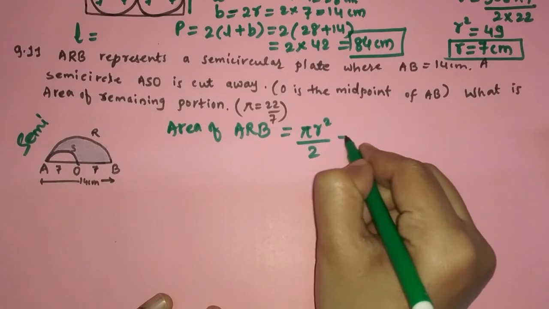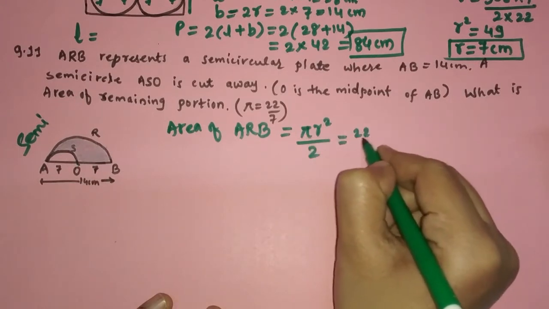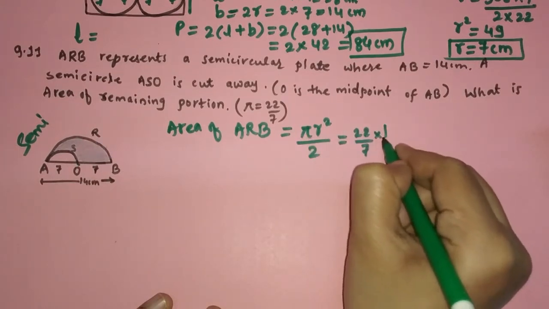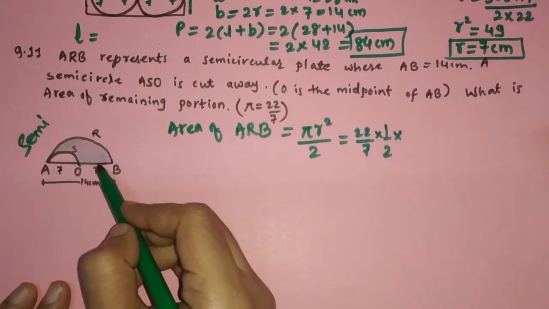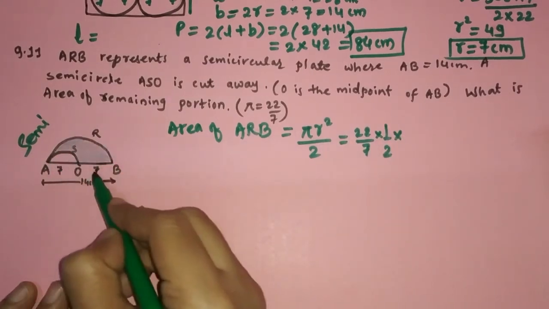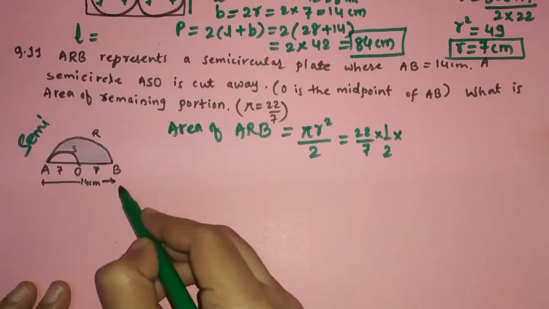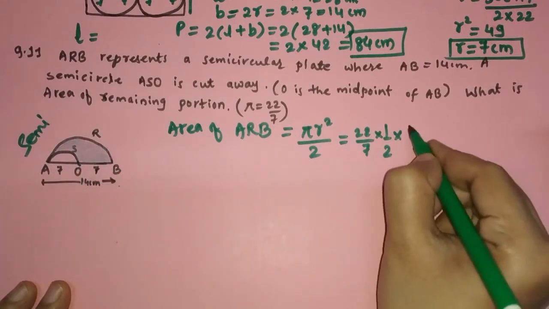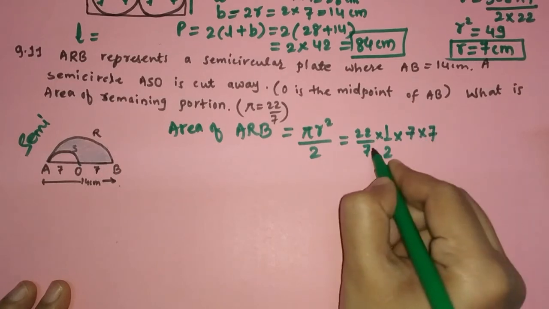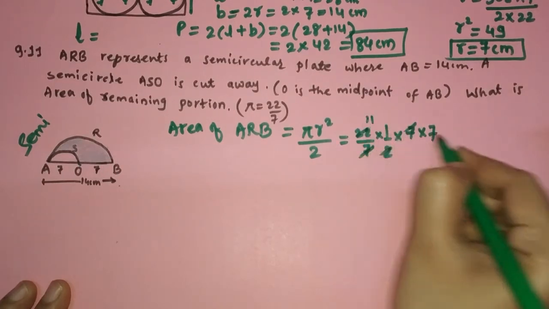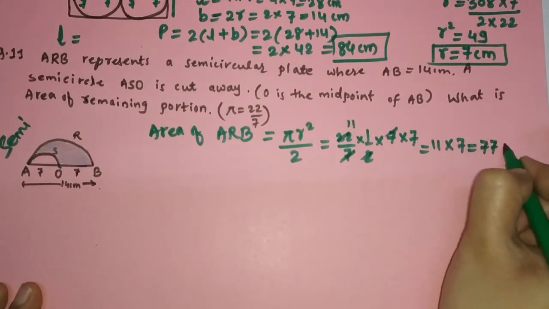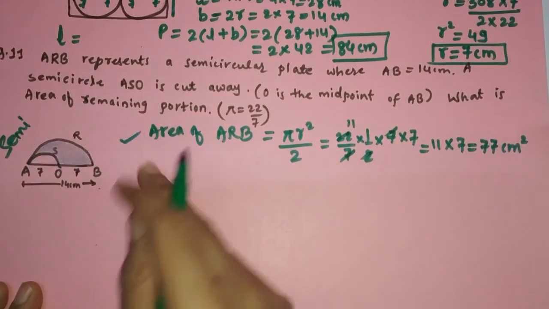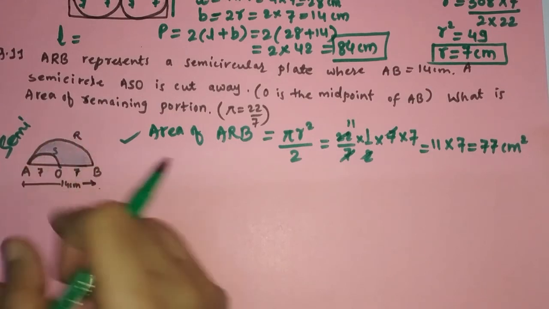Pi's value we'll take as 22 upon 7 into 1 by 2. So if you see this semicircular plate, here the radius is 7 because the whole diameter is 14, so its half is 7. So 7 into 7. So we'll get 11 into 7, which is nothing but 77 centimeters square. So we got the area of this semicircular plate.